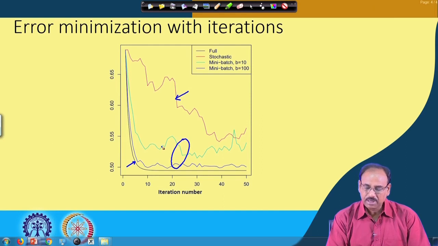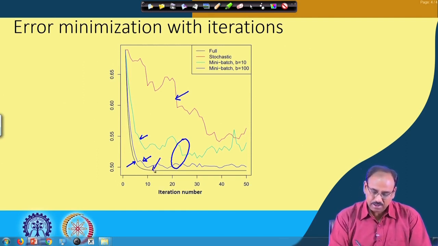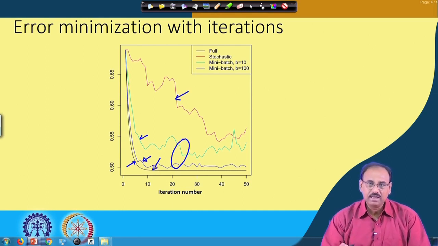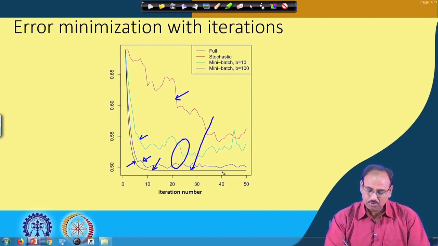Depending upon the mini batch size, your rate of convergence is different. This is the one where mini batch size is 10, and this is the one which gives you the performance when mini batch size is 100. Interestingly, if you go on increasing the mini batch size, finally it becomes a batch optimization technique. So, with increase of mini batch size, or in other words, with increase of the number of samples considered together, you find that gradually you are moving towards the performance of batch optimization.